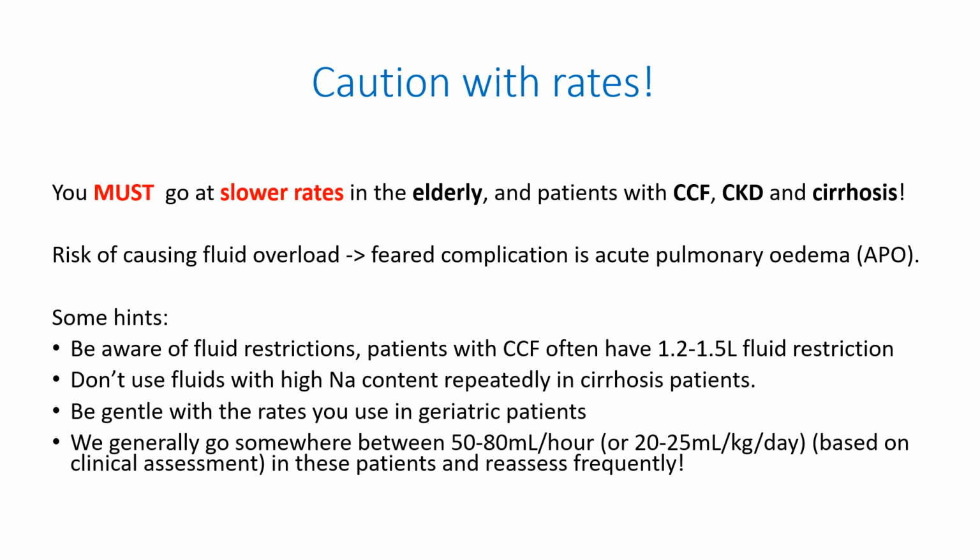When you have patients with heart failure, make sure you know what their fluid restriction is and do not exceed that with your maintenance rate. In patients who have cirrhosis, don't use fluids with a high sodium content repeatedly. You will worsen or cause ascites. In geriatric patients, be gentle because they're more prone to getting overloaded. Okay, and we go at sort of 20 to 25 ml an hour per kilogram in these patients, and we reassess frequently to see how we're going.